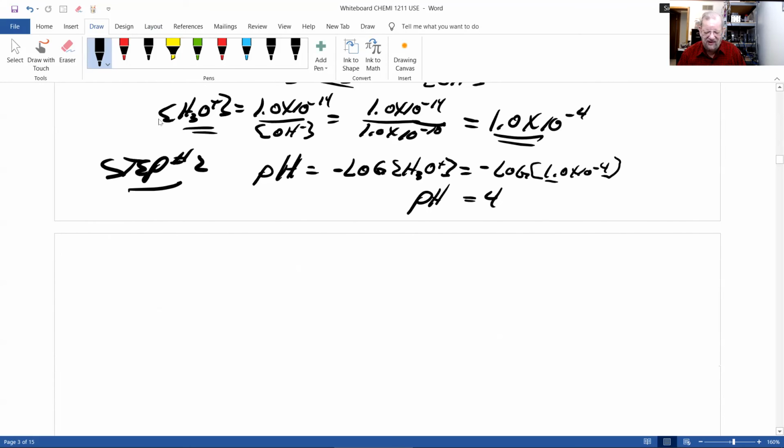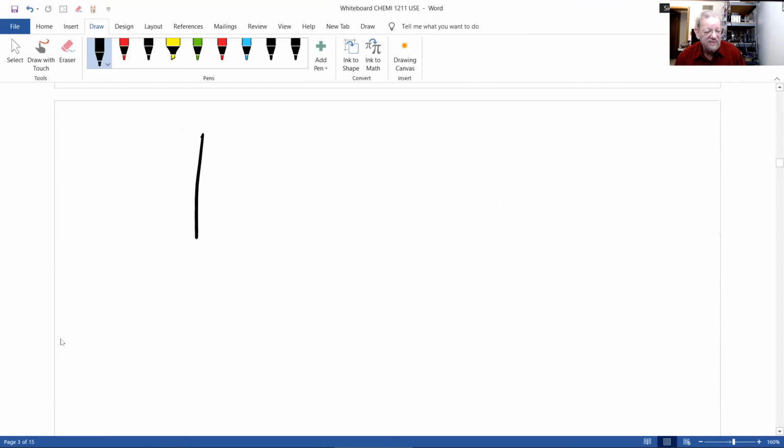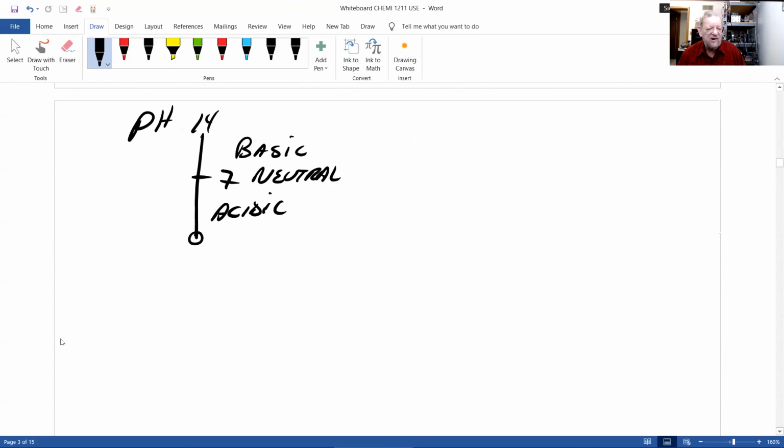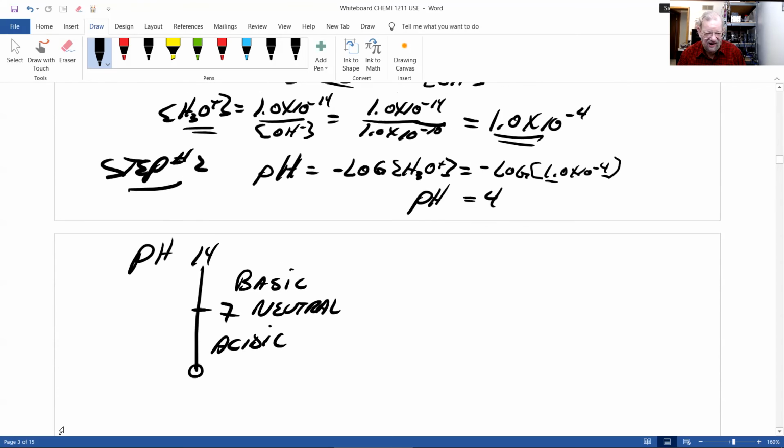Is it acidic, basic, or neutral? If we look at this chart, we'll see pH 4 is less than 7. So this is acidic.